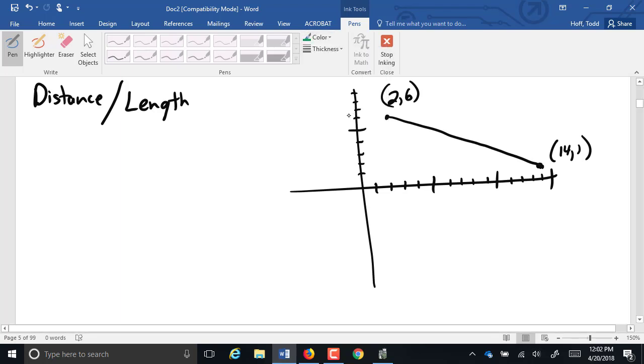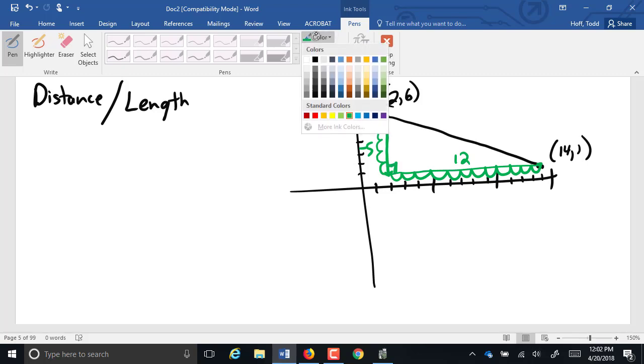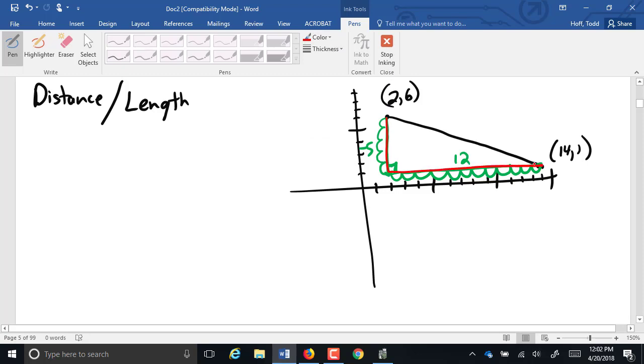Well, for our midpoint, we looked at that vertical and horizontal component, which just turned out to be our rise and run. Well, we can do the same thing here. This rise is going down 1, 2, 3, 4, 5. The rise is -5. Our run here, 1, 2, 3, up to 12. It's a run of 12. Well, because vertical and horizontal always form a right angle, that is a right triangle.